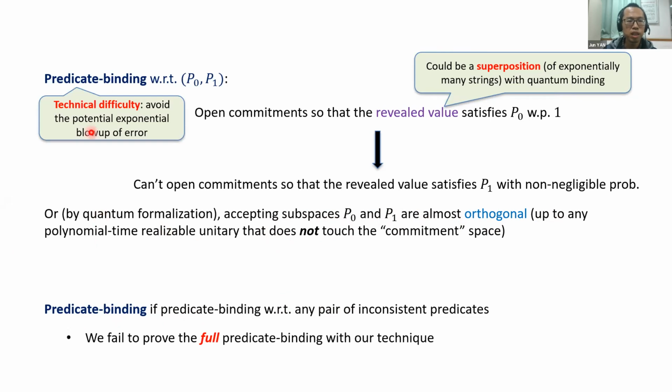And the main technical difficulty lies in establishing predicate binding. One needs to avoid the potential exponential blow-up of error that is incurred by this superposition of possibly exponentially many strings. By our technique, we actually fail to prove the full predicate binding, but what we prove is general enough for our applications.